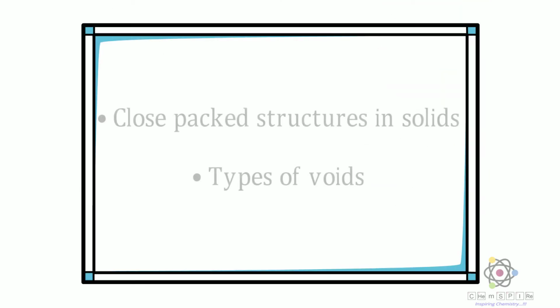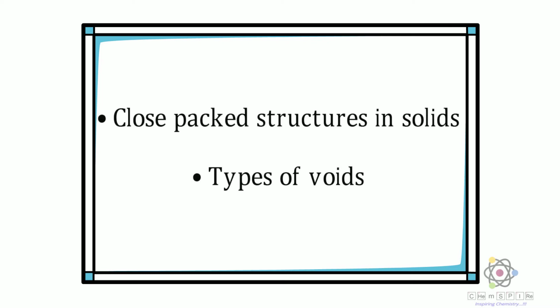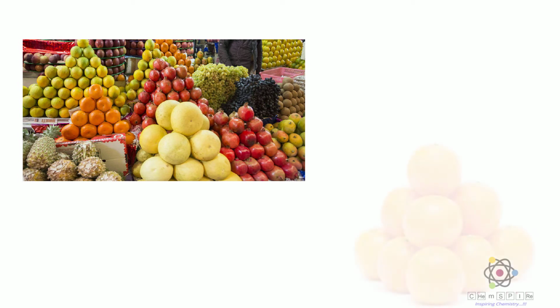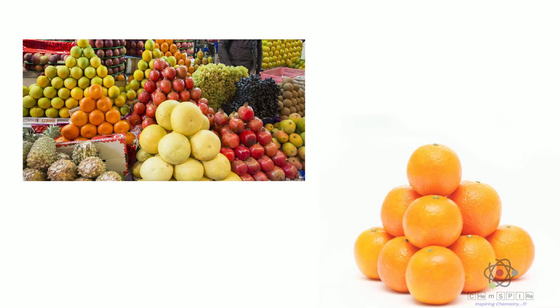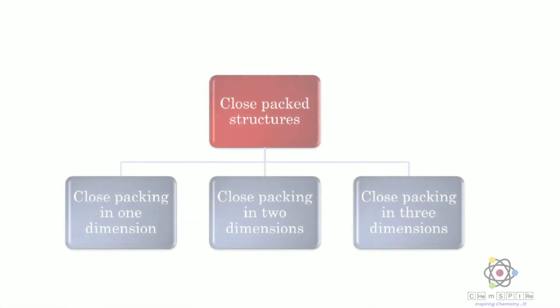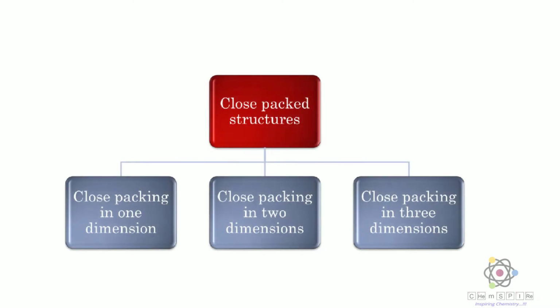In this part, let's have a detailed discussion on close packed structures in solids and types of voids. So students, have you been to the fruit market? If yes, then you must have observed how they arrange fruits in different patterns. Similarly, the constituent particles in a crystal are also arranged in different ways. These close packed structures are arranged in 3 ways: close packing in 1 dimension, close packing in 2 dimensions, and close packing in 3 dimensions.